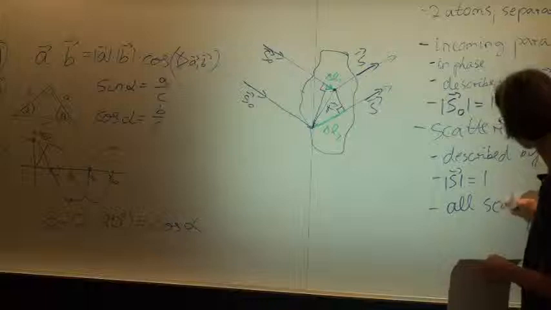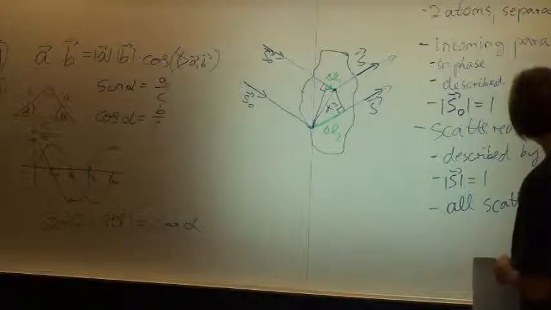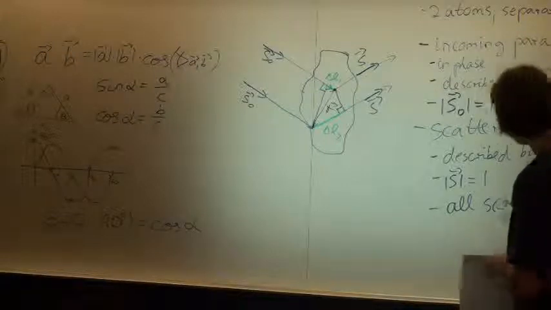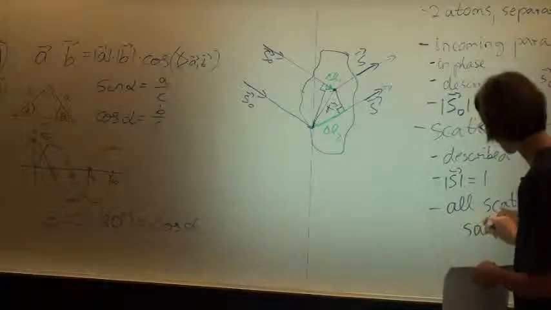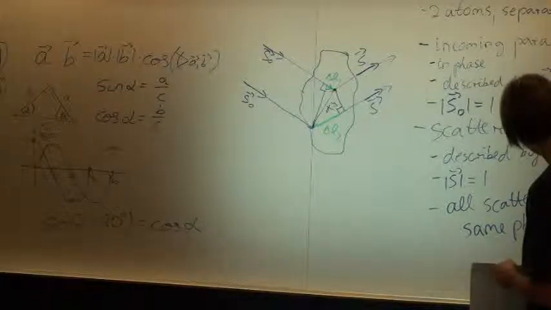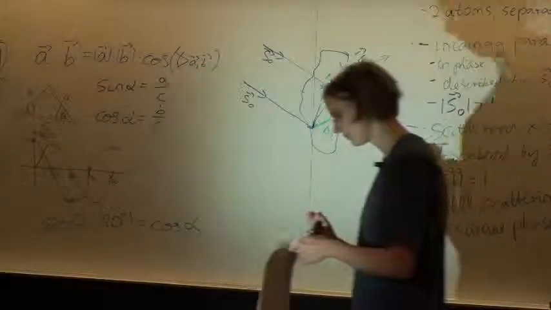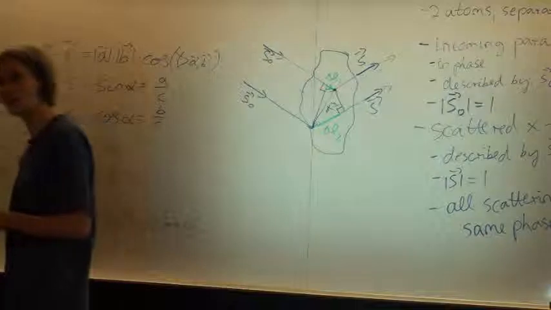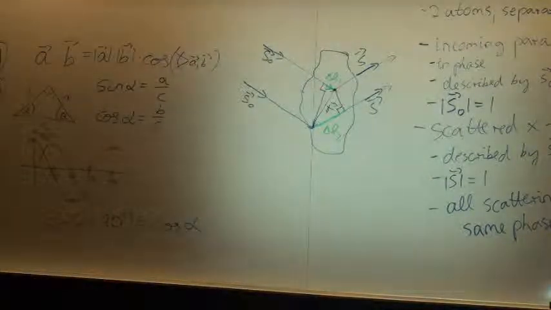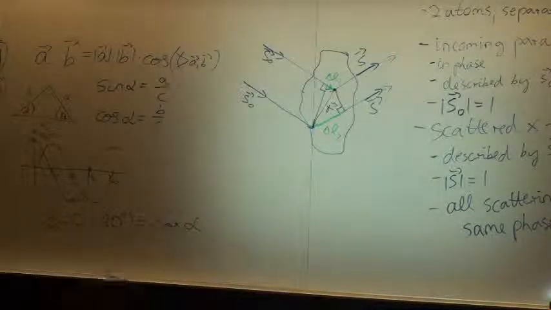The last assumption we need to make is that all scattering events will give the same phase change. Okay? That one happens to be 180 for X-rays. As long as it is the same, I really don't care what it is, but it has to be the same. Because otherwise, once again, we introduce a path difference and we don't know what it is, right?